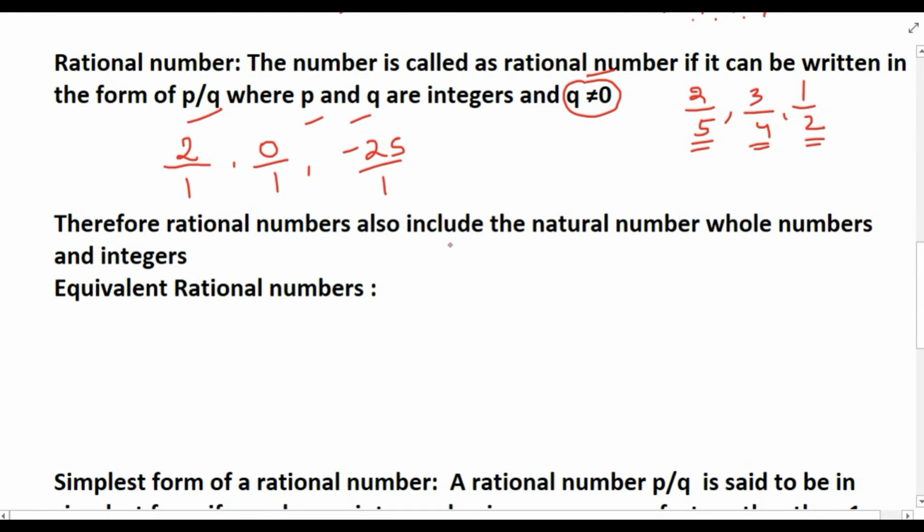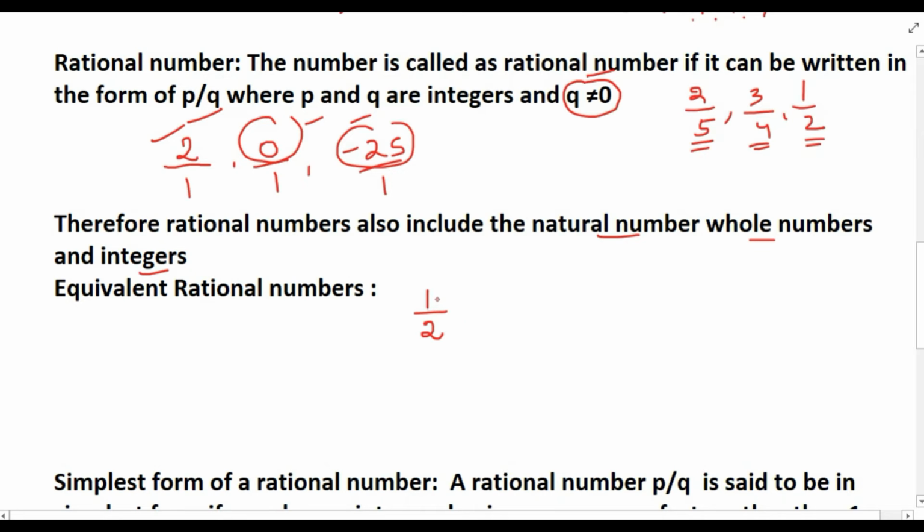Therefore, rational numbers include natural numbers, whole numbers and integers. You can see natural numbers here, whole numbers as well as integers. Now, what do you mean by equivalent rational numbers? You might have heard about equivalent fractions. So what do you mean by equivalent rational numbers? Can you say what are the equivalent rational numbers for this half?